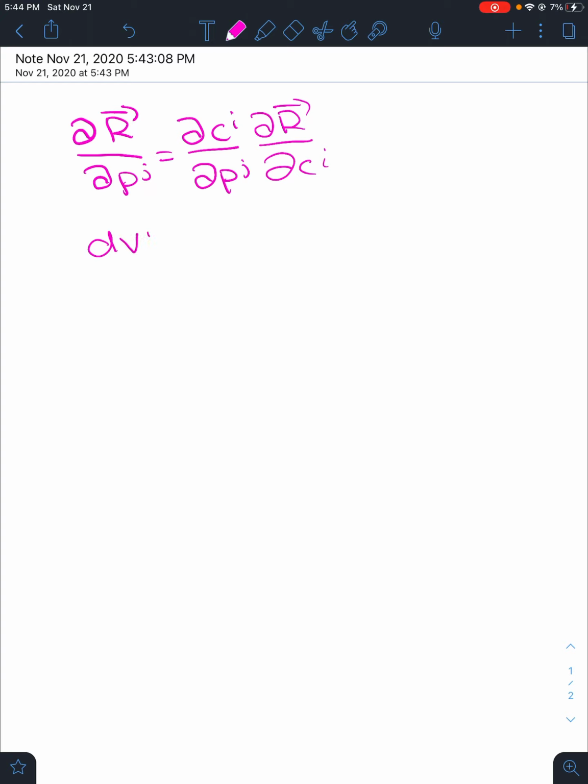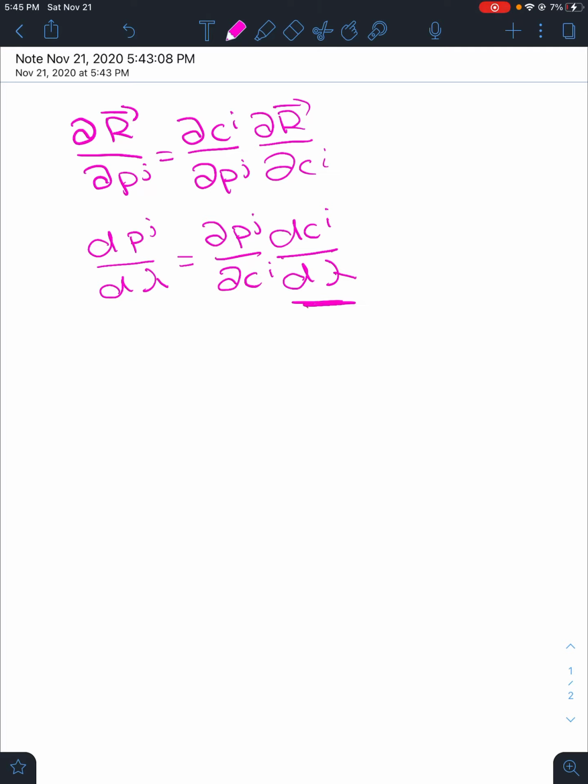Here is the dc j over d lambda vector component, and we simply expand it in the multivariable chain rule. So this should be dcj and dpj instead. And then dci over d lambda. So as we can see, to transform from the old basis to the new basis, we multiply it by this term.